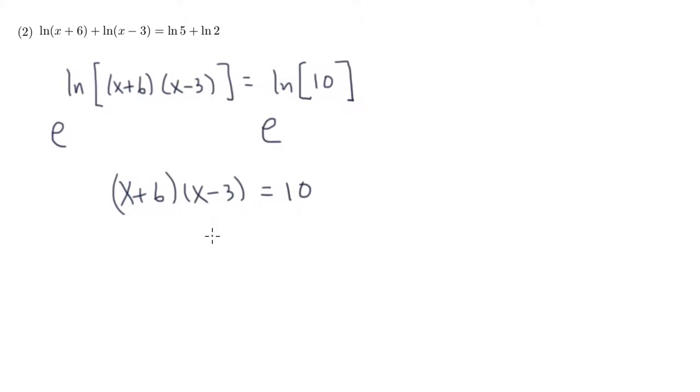But this is just a quadratic equation. And now be careful, don't use the zero product property here. Don't say either x plus 6 is 10 or x minus 3 is 10, because that only works if a product of two things equals 0. So I actually need to expand this out. So let's do that. So this is x squared. We have minus 3x plus 6x, so that's plus 3x minus 18 equals 10. I can subtract 10 over.